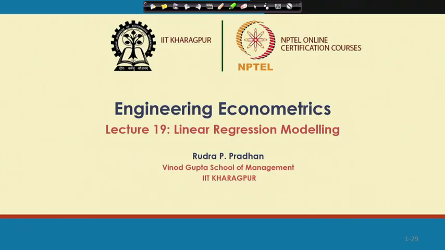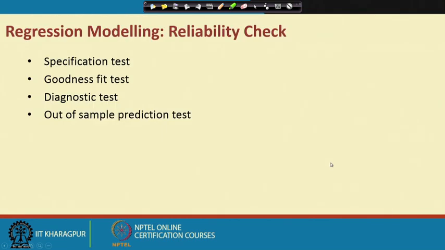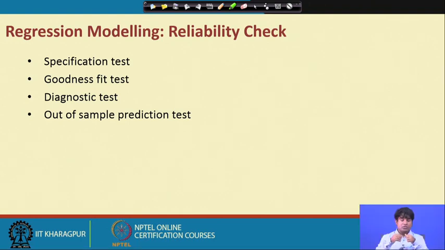So, what are the things we are supposed to check? That we will discuss today, and after knowing all these things, we can extend this model to multiple regression modeling and multivariate regression modeling. So, the standard structure is like this. Once we get the estimated model, we have to go through the following test procedure. The first one is the specification test, the second one is the goodness of fit test, the third one is the diagnostic test, and the fourth one is the out of sample prediction test.